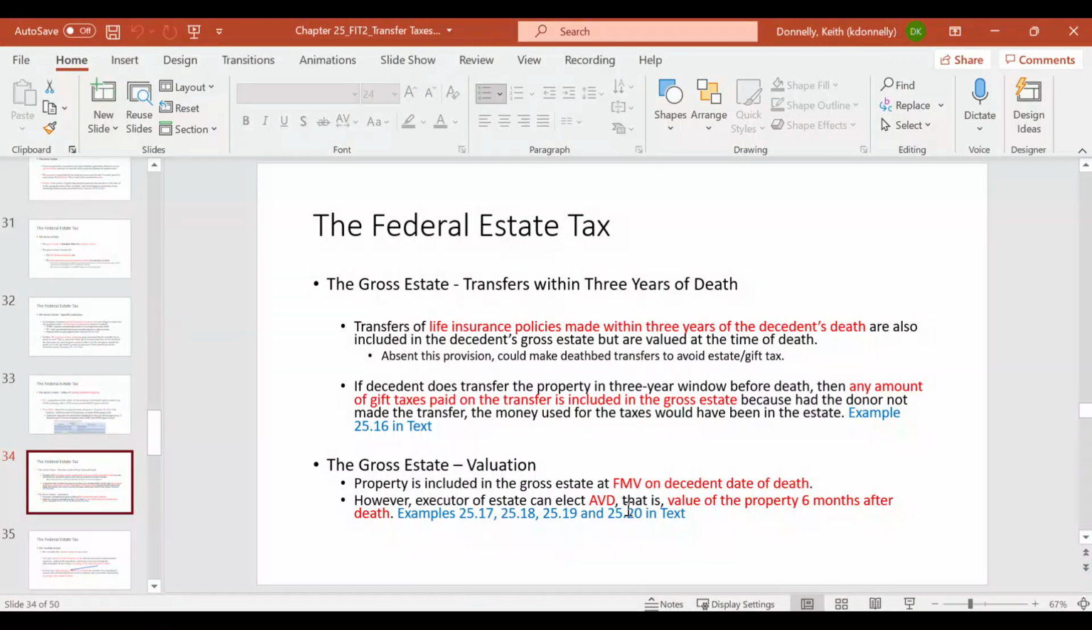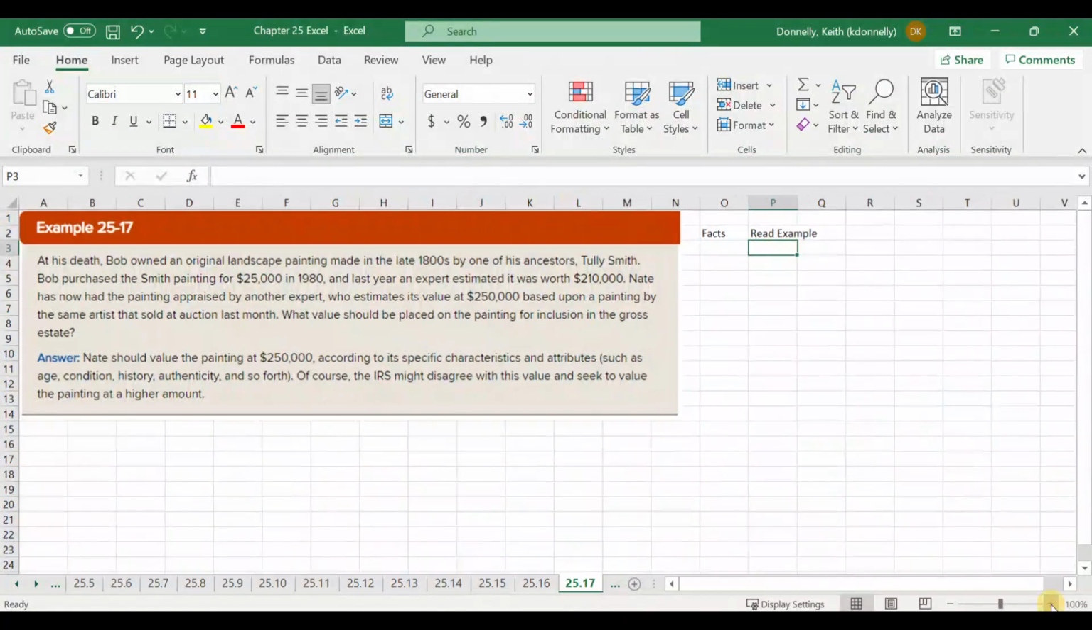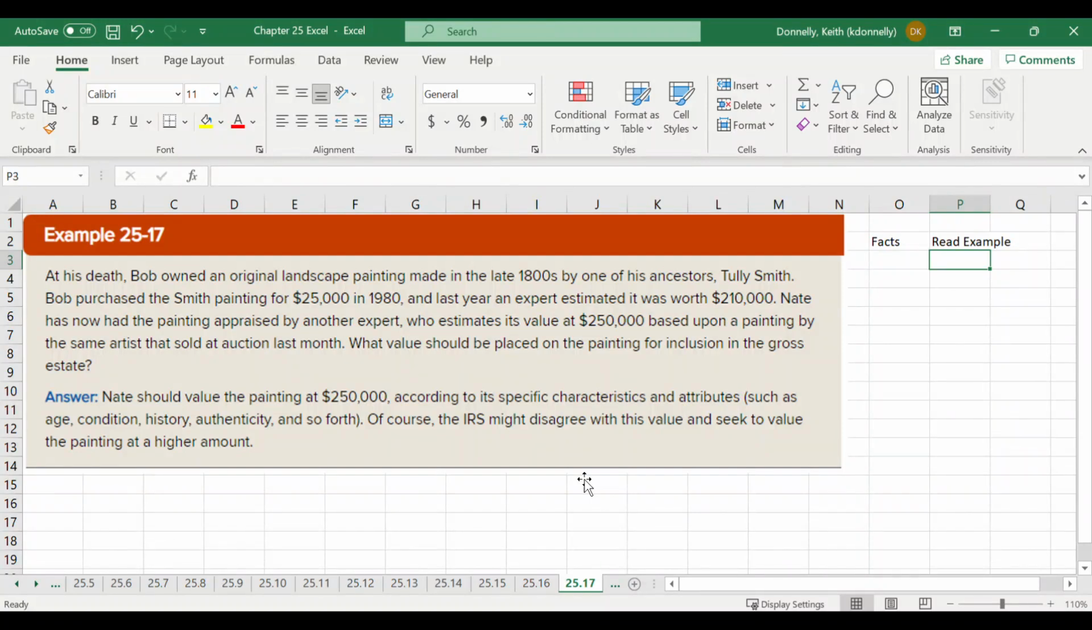So let's look at a few examples here, 17 through 20. It says, at his death, looks like father owned a painting, right? He purchased it for 25 grand, and now it's worth 210. Looks like the son has got it appraised, and it estimates it's now worth 250. So 1 year ago it was worth 210. Now it looks like it's worth 250. What value should be placed on the painting for inclusion in the gross estate?